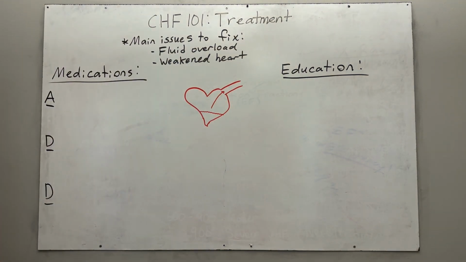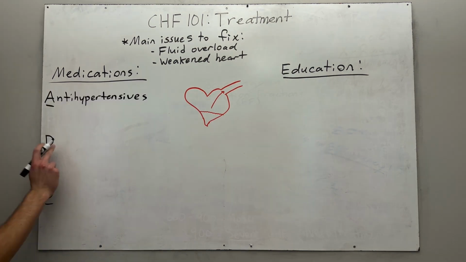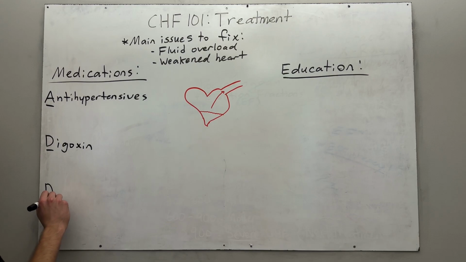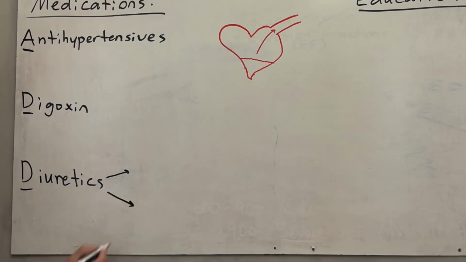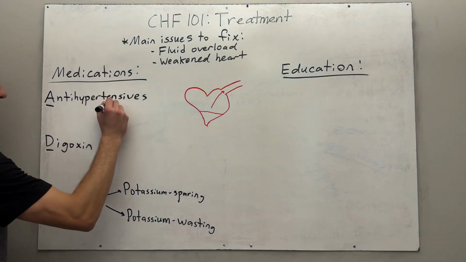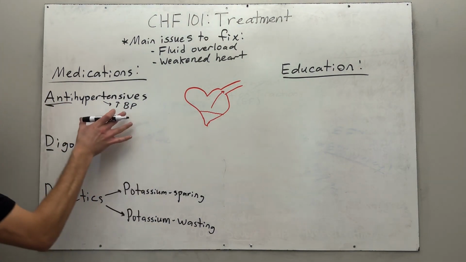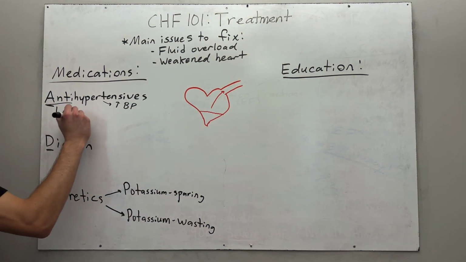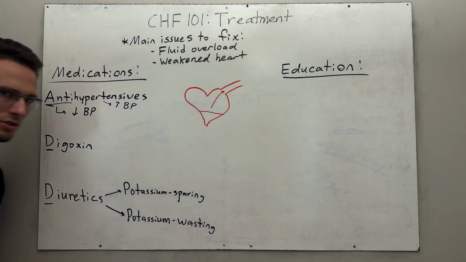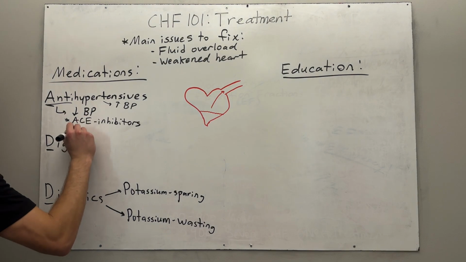So check this out. The three medications I'm going to talk about, ADD, that's how you can remember it, are the following. We've got antihypertensives, we've got digoxin, and we have diuretics. And we're going to delineate out diuretics as potassium sparing and potassium wasting. Well, what are antihypertensives? Hypertension means high blood pressure, and obviously anti means against it. So these are medications that are actually going to lower the blood pressure. And the two types of antihypertensives that you'll likely give are going to be ACE inhibitors and beta blockers.